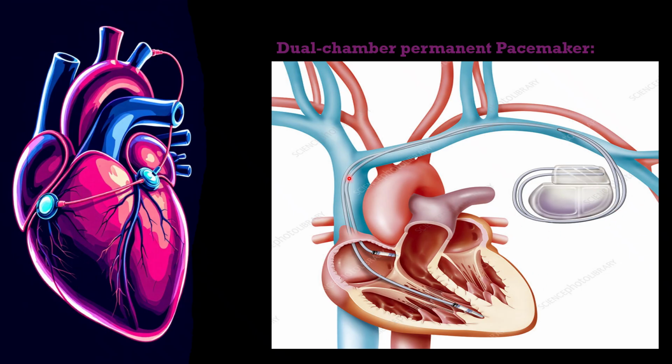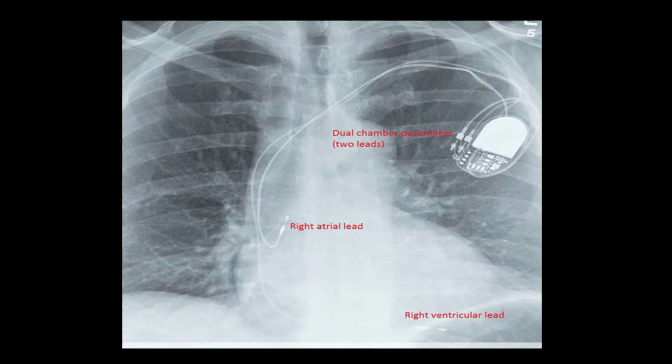There are two leads, one toward the right ventricular apex and the other toward the right atrium, curved superiorly. In this X-ray, it's a dual chamber pacemaker with two leads coming out, one ending in the right atrium and one ending in the right ventricle, and we differentiate it by thin slim leads without any thickening inside them.